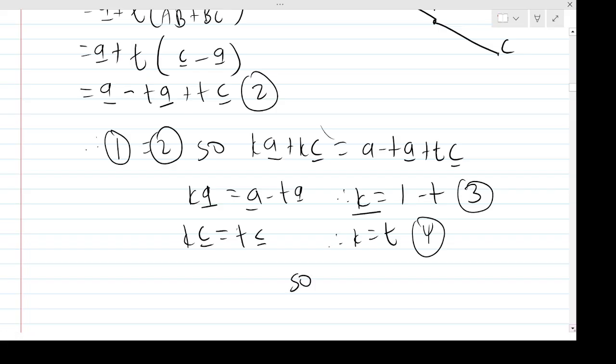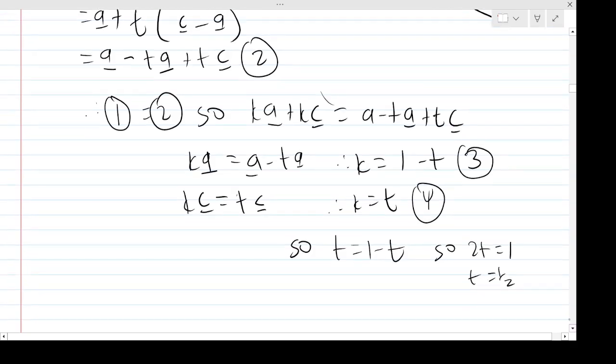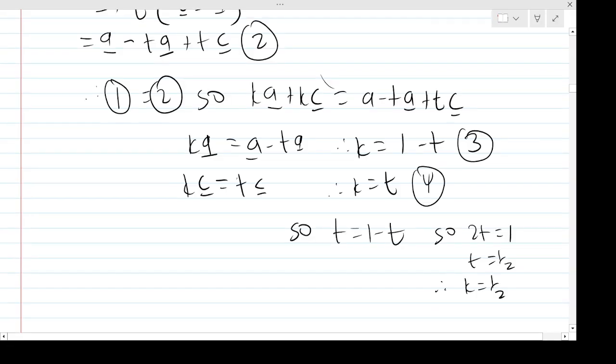I can substitute that into the top equation, right? So if K equals T, then T equals 1 minus T, right? So then I can add T to both sides to get 2T is 1. So then T is a half. And there we are. So then, therefore, K also equals a half because K is equal to T. Okay, so now we've got these K and T values.